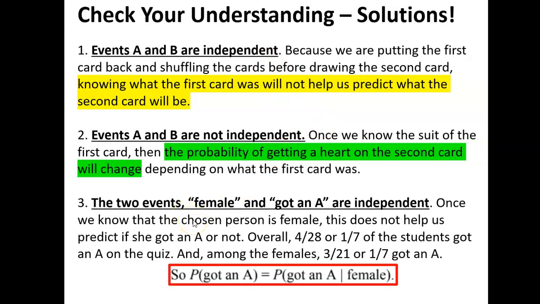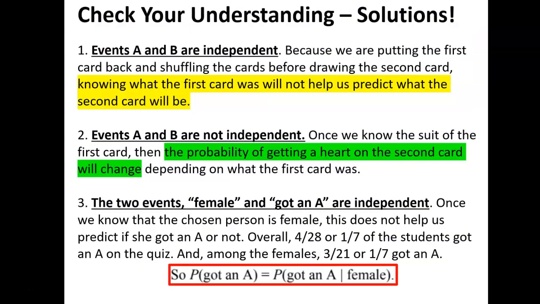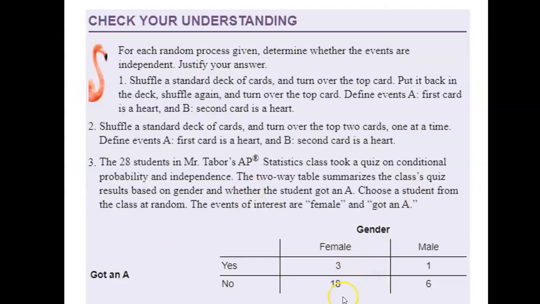But now on number 3, we want to be able to do a little math to back it up. So the 2 events of interest, remember, were female and got an A, and they want to know if those events are independent. So the first thing they calculate was, once we know that a person chosen is female, so given that they're female is where they're going with this, the probability that they got an A. So they're only looking at the female data. So that's why 21 is the denominator. That they got an A was 3 out of the 21.